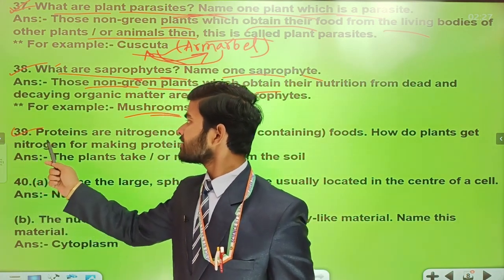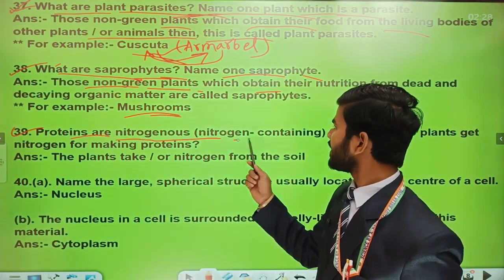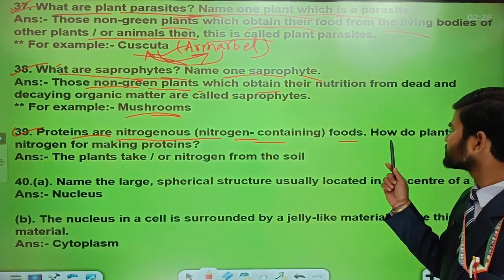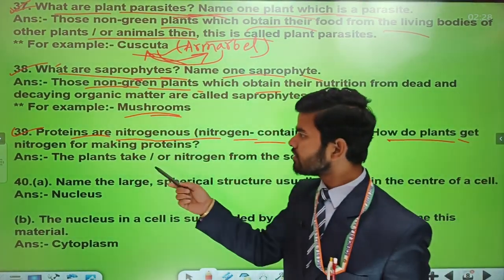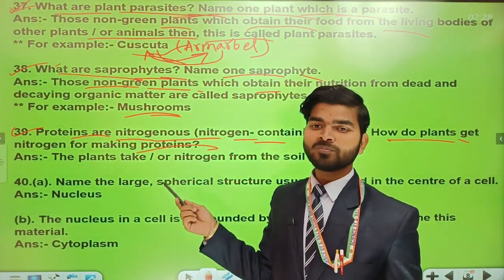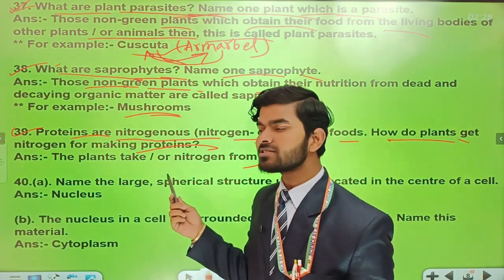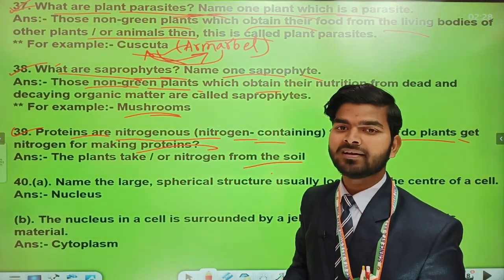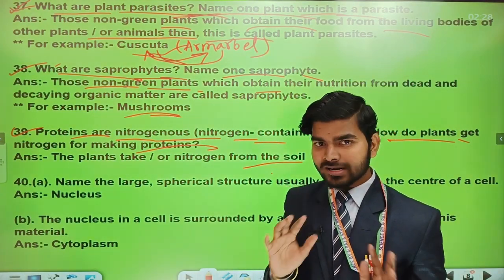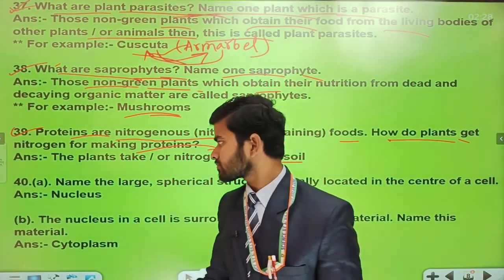Next question, question number 39. Proteins are nitrogenous, that means nitrogen-containing foods. How do plants get nitrogen for making food? From where will plants take nitrogen? From the soil. Simple. Plants will take nitrogen from the soil in order to make proteins. All clear? So these are your questions.